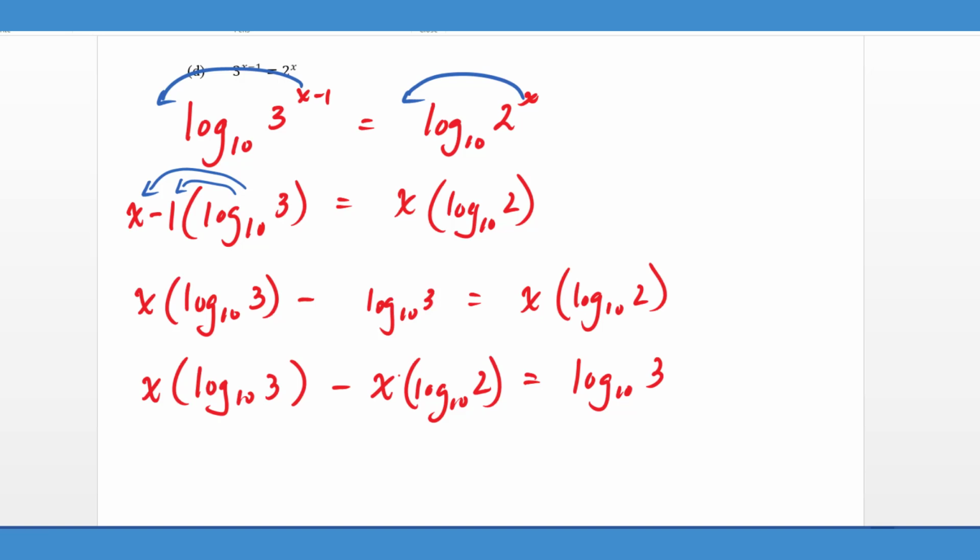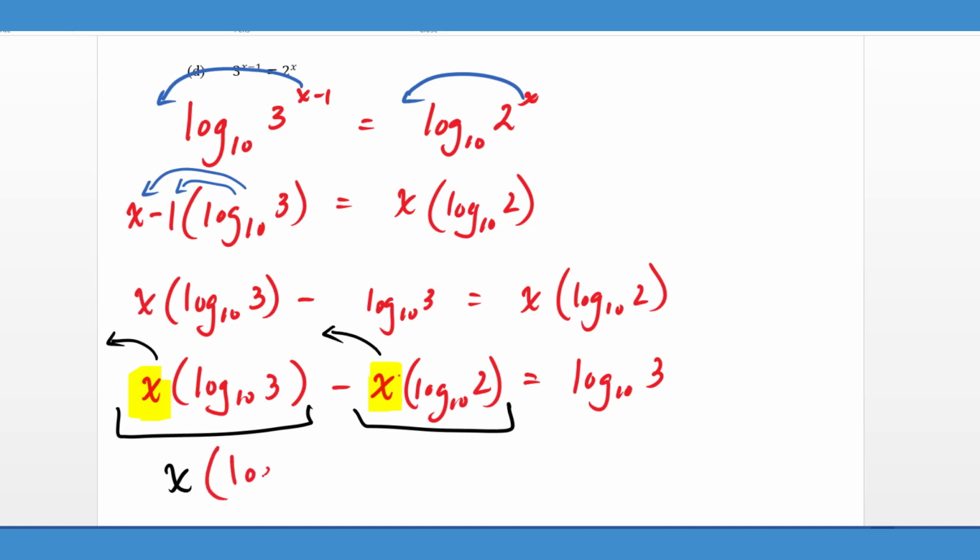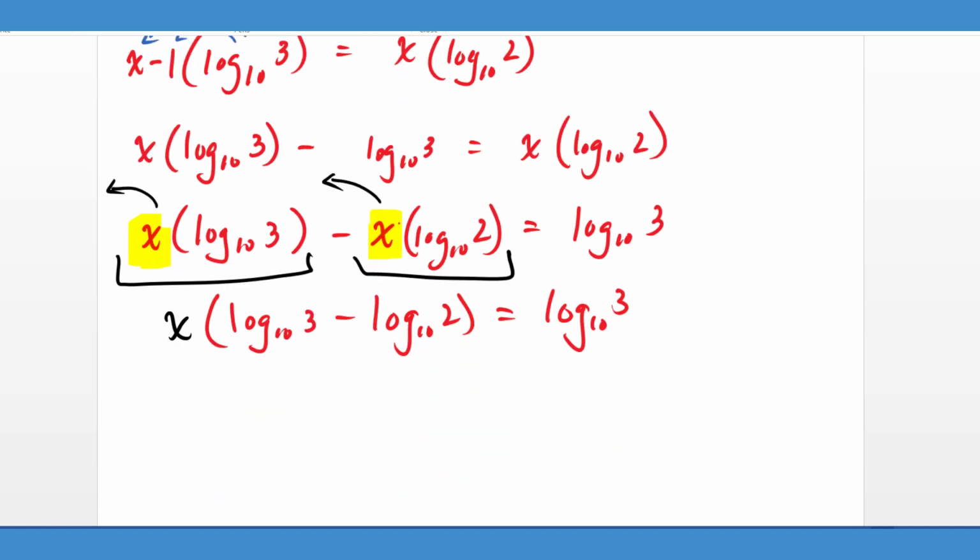Now, what we've got here is a situation where they both have a common x. So if you recall, this is almost like grouping. We've got two terms here that have a common term of x, which I'm going to factor out. When I factor out that x, I'm left with log base 10 of 3 minus log base 10 of 2.